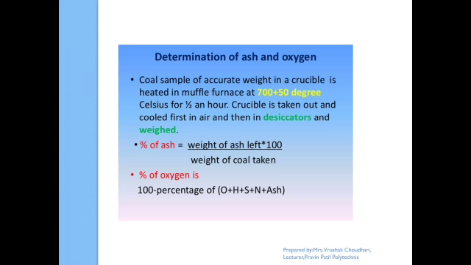Determination of ash and oxygen. A coal sample of accurate weight in a crucible is heated in a muffle furnace at 750 degrees Celsius. The crucible is taken out after that and kept in a desiccator. Whatever weight of ash remains is used to determine the percentage of ash, and the percentage of oxygen is 100 minus the percentage of carbon, hydrogen, nitrogen, sulfur and ash.